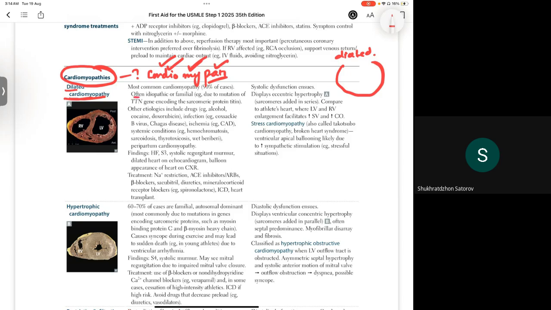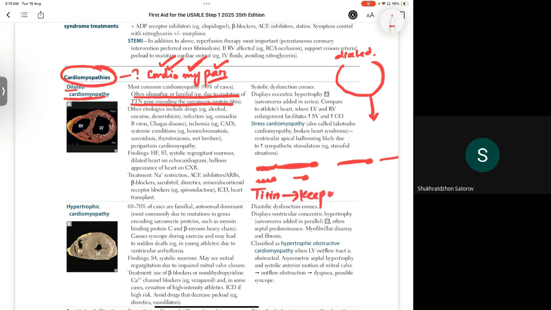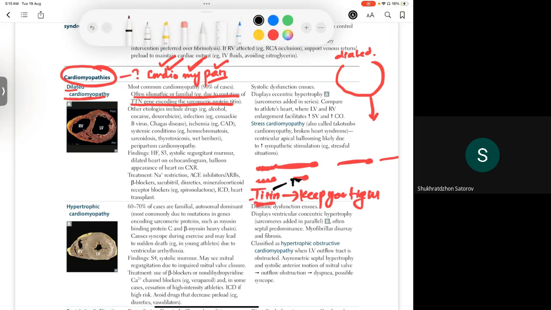The first cause is idiopathic or familial, due to mutation of the TTN gene encoding for sarcomere titin. We know that cardiac muscles are basically made up of actin and myosin filaments. So for example, if these are the actin filament, myosin filament, actin filament, and myosin filament, in the end you have a protein which is called titin protein. And how to remember the function of titin protein? Titin protein keeps your heart tight. The gene which encodes for titin protein is the TTN gene, so it's easy to remember.